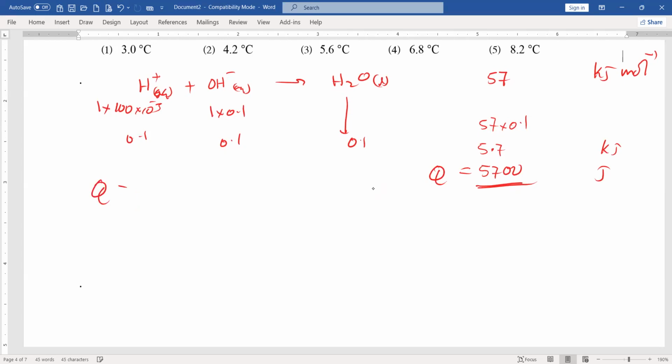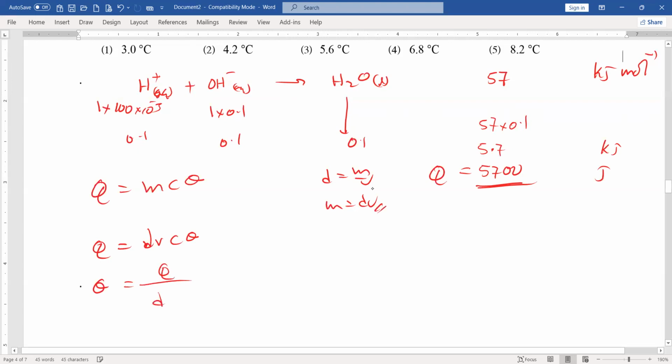Then we know that Q equals mcθ. Theta is the temperature change. m is the mass of the solution. If you know the density d is m over V, then m equals dV. Now the volume is 200 cubic centimeters because 100 cubic centimeters of each. So now I can substitute this m with dV. So dVcθ is the Q. But I need the temperature change, that is theta. Theta is equal to Q over dVc.